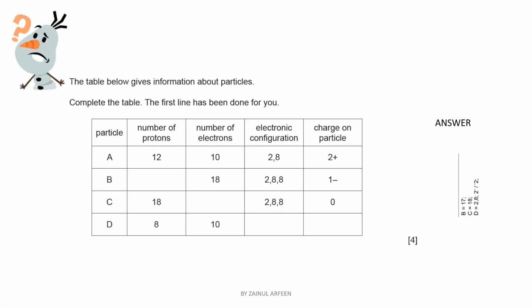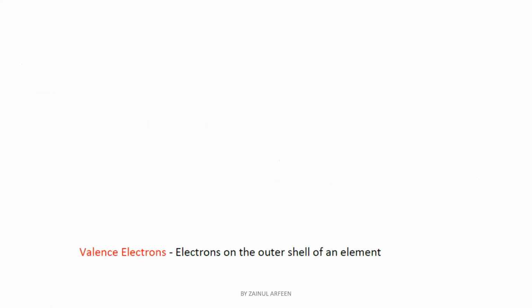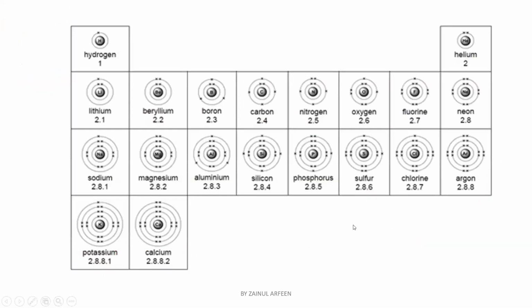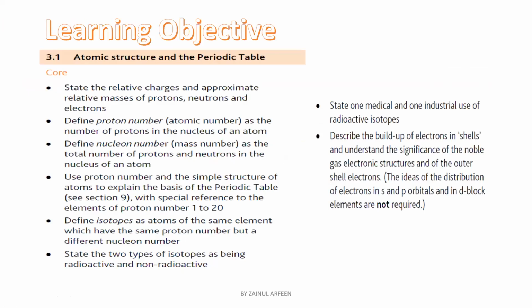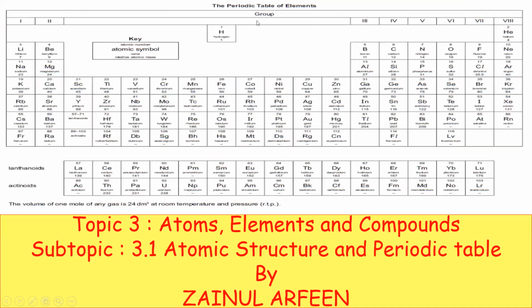So next session we'll do more questions related to this electronic configuration. As homework, I want everyone to complete the electronic configuration for the first 20 elements. What are the first 20 elements? Hydrogen. These are the first 20 elements, starting from hydrogen till calcium. So I want everyone to draw the structure and write the electronic configuration for the first 20 elements.